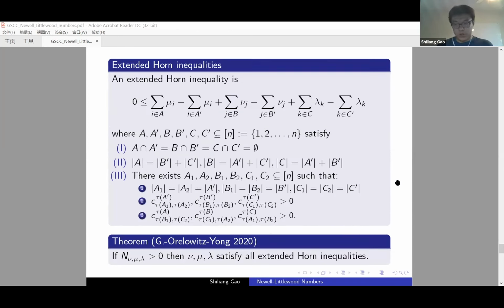Now, there's more to that. We were able to extend these Horn inequalities, and we came up with this family, what we call extended Horn inequalities. And we were able to show that if the Newell-Littlewood number N_{μν}^{λ} is non-zero, then these three partitions satisfy all these extended Horn inequalities. Another way to phrase that is that these extended Horn inequalities are all necessary for the Newell-Littlewood number to be non-vanishing.